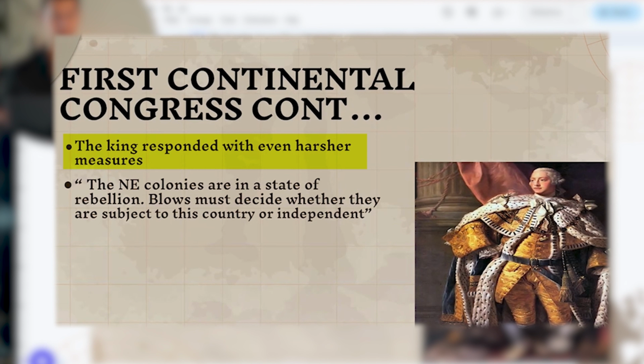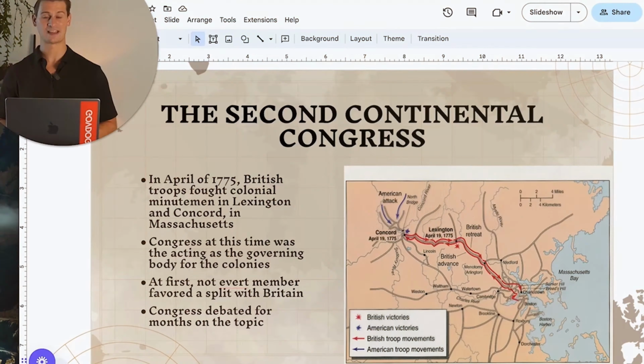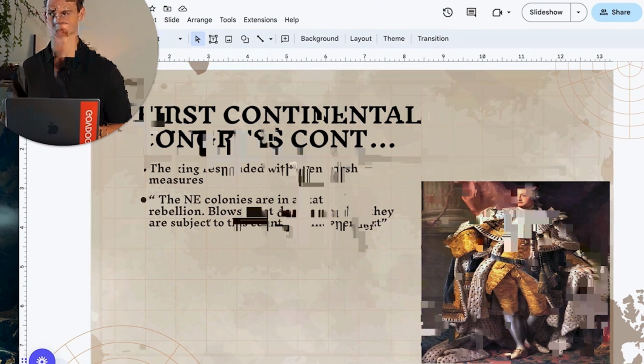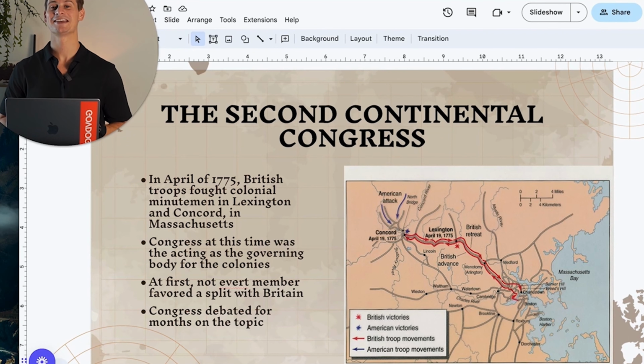The king's response was even harsher measures against the colonists. So if you're asking for your rights to be restored and the king responds with even harsher measures, chances are you're not going to be too happy with him, correct? Here's an actual quote. "The New England colonies are in a state of rebellion. Blows must decide whether they are subject to this country or independent." Now, the Second Continental Congress had a completely different agenda.